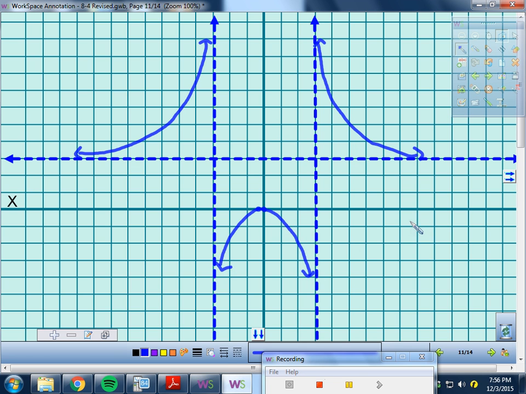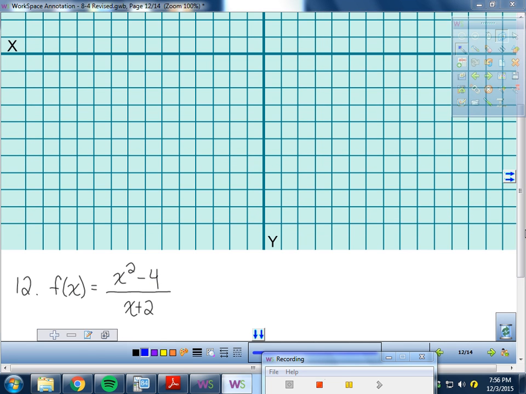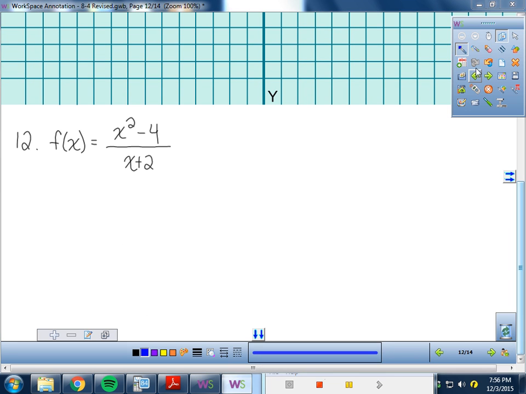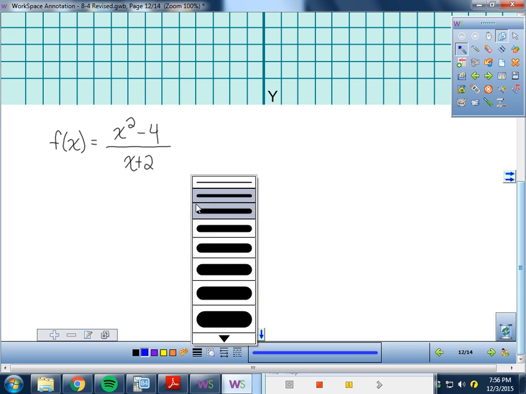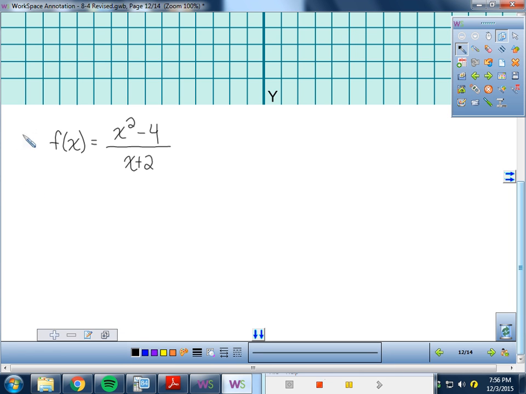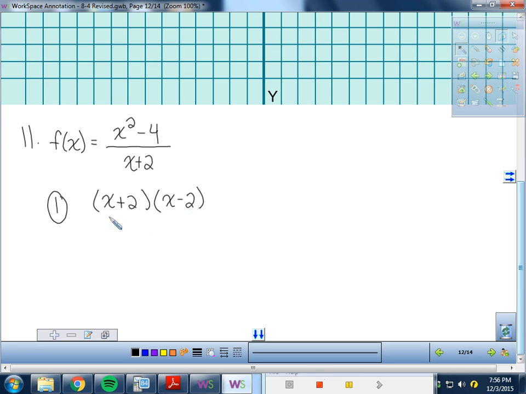And there's that graph. All right, number 11. Very first step, I will factor the numerator and denominator. So I have difference of two squares on top, so I'll get x plus 2 and x minus 2, all over x plus 2.